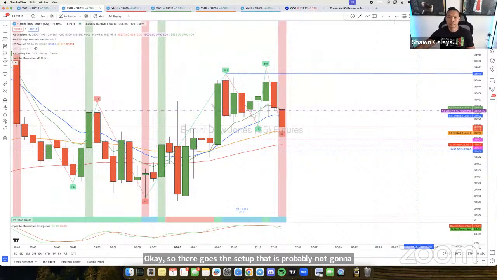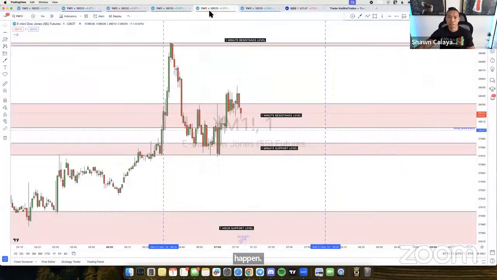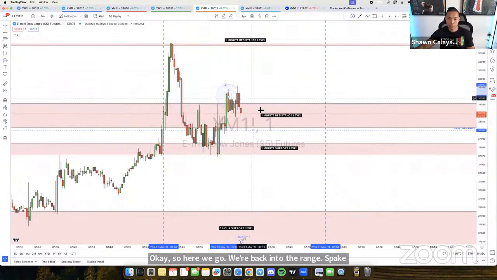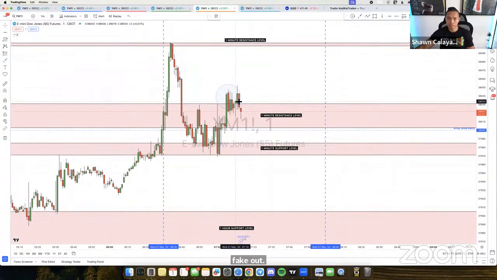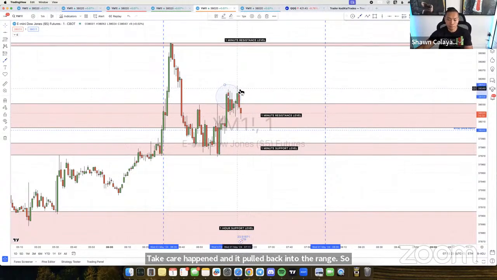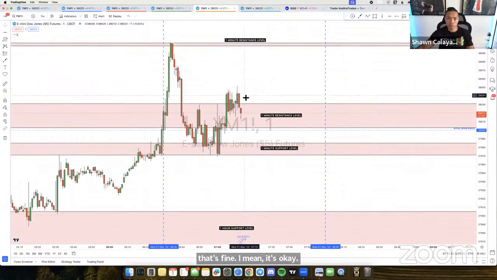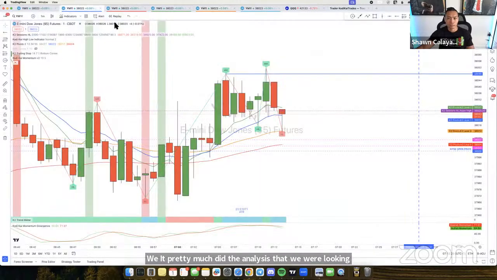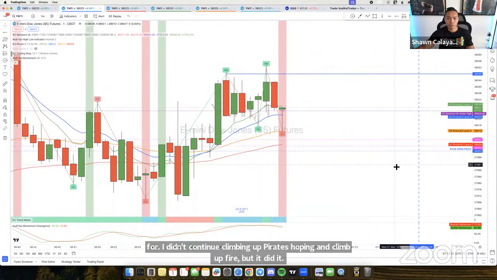Okay, so here we go. We're back into the range. Fake out happened. So as I mentioned earlier, look out for the fake out. Fake out right here happened and it pulled back into the range. So that's fine. I mean, it's okay. It pretty much did the analysis that we were looking for. It didn't continue climbing up higher. I was hoping it'd climb up higher, but it didn't. And now we are back into the range.